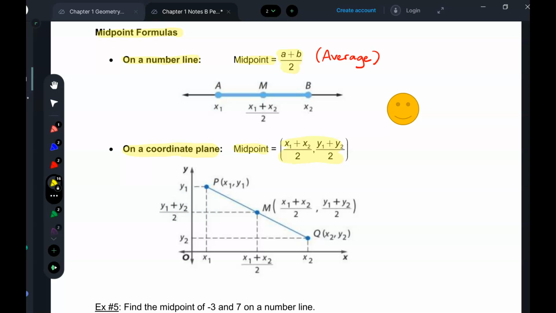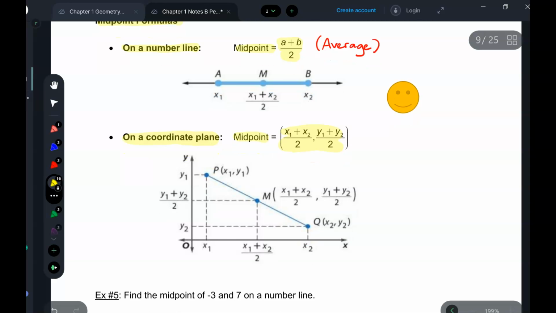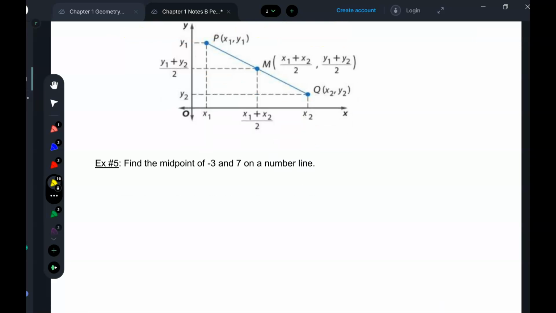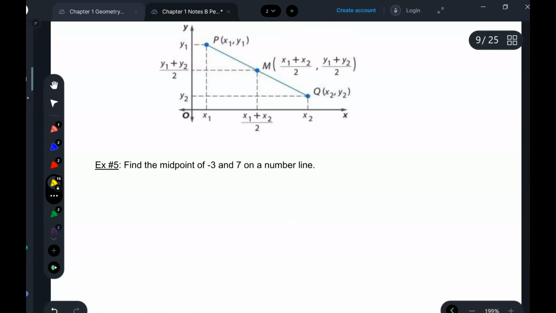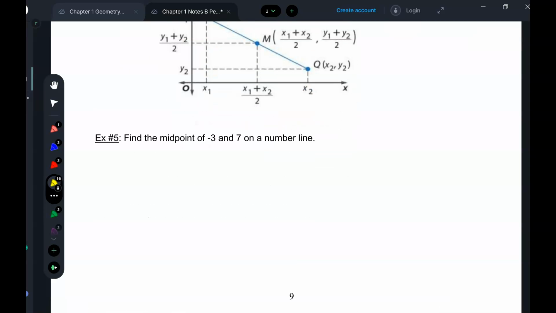On a graph, do you see? We have these 2 points. So we have to take the average of the x's. We're going to add the x's, divide by 2. And then we're going to take the average of the y's. So we're going to add those and divide by 2. We can come back. I just want to make sure that we have enough time to finish. You have it on your notes.